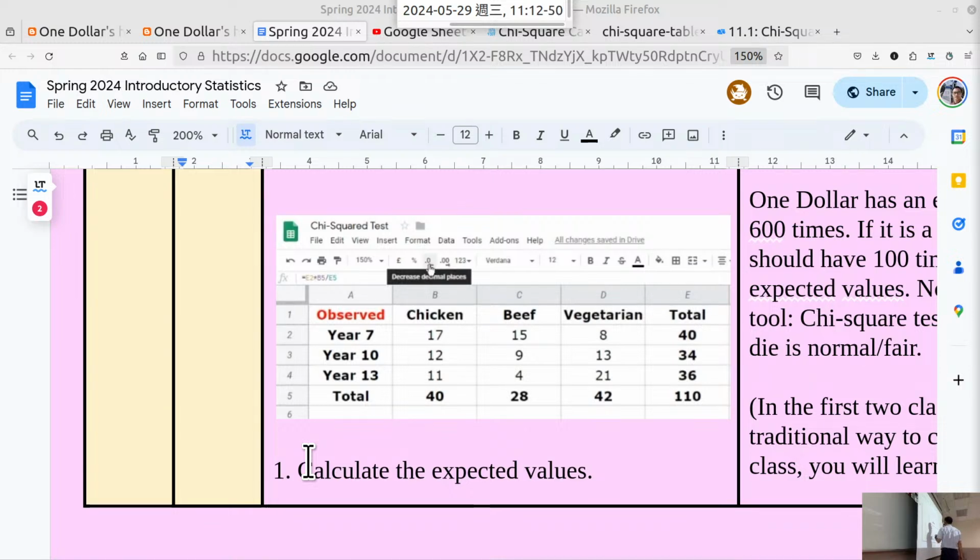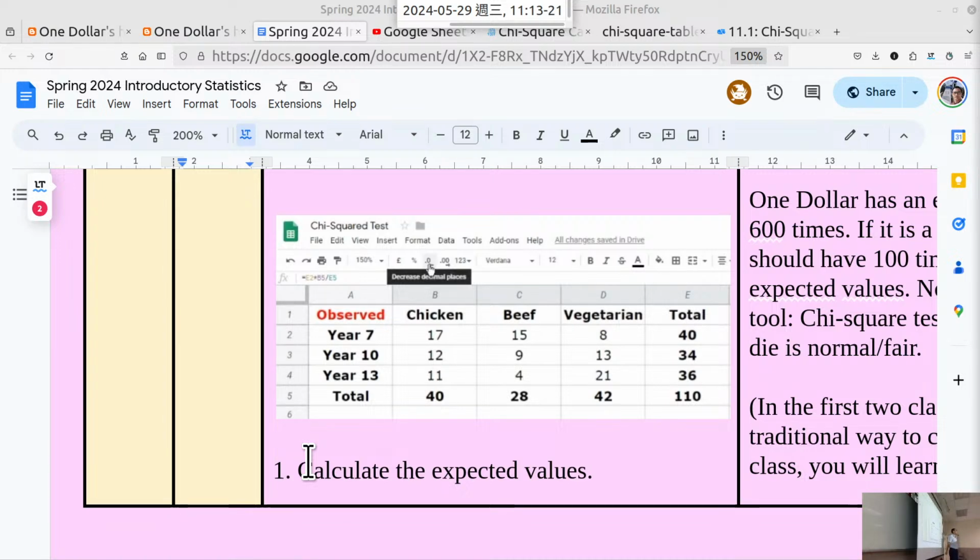And the third one, the year of 13, 11 of them, they choose chicken, 4 of them choose beef, and 21 of them choose vegetarian. Wow, what's that? I don't know. Do you mean the larger the age, they prefer to the vegetarian meals because they think that it may be healthier? I don't know. But now we need a tool to tell your audience, to tell your boss, to tell your client.